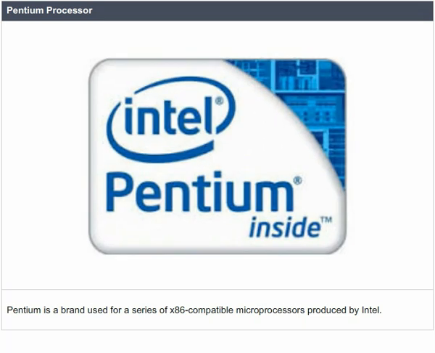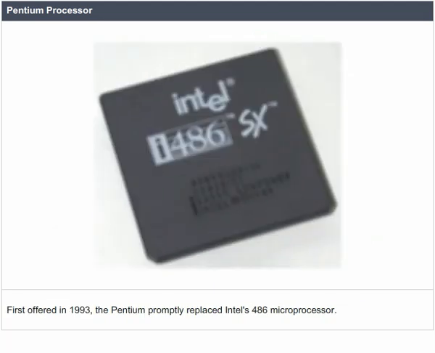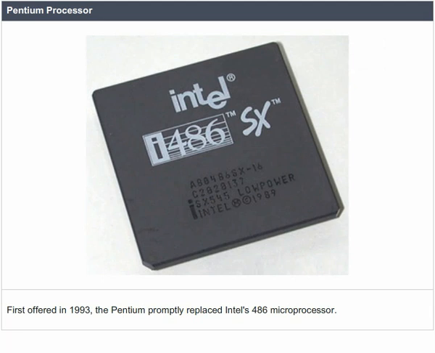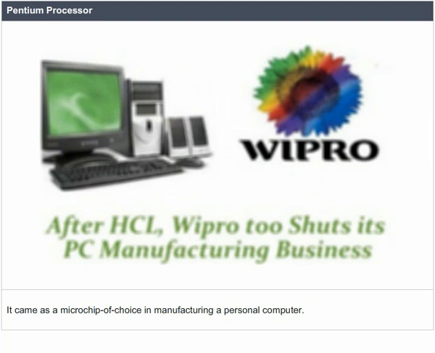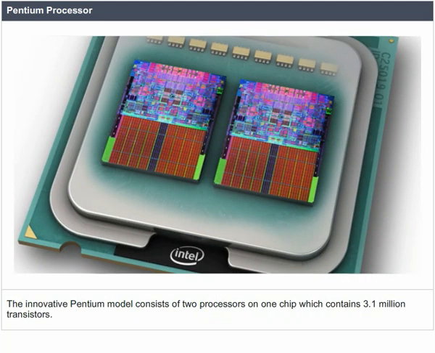Pentium processor. Pentium is a brand used for a series of x86 compatible microprocessors produced by Intel. The Pentium is a widely used personal computer microprocessor by Intel Corporation. First offered in 1993, the Pentium promptly replaced Intel's 486 microprocessor. It became the microchip of choice in manufacturing personal computers. The innovative Pentium model consists of two processors on one chip, which contains 3.1 million transistors.